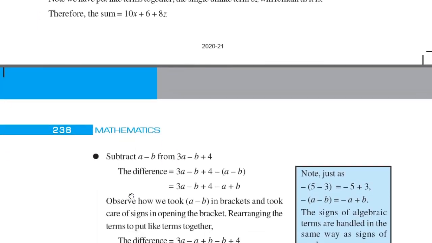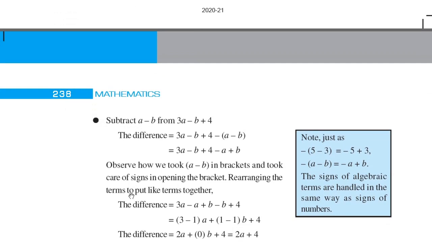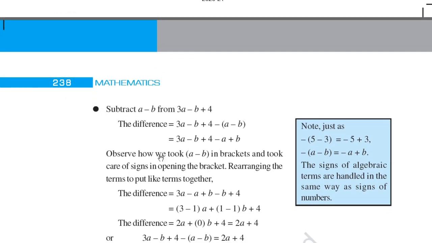Another example: subtract a minus b from 3a minus b plus 4. So the difference will become 3a minus b plus 4 minus (a minus b), so it will become 3a minus b plus 4 minus a plus b. Observe how we took a minus b in brackets and took care of signs in opening the bracket.